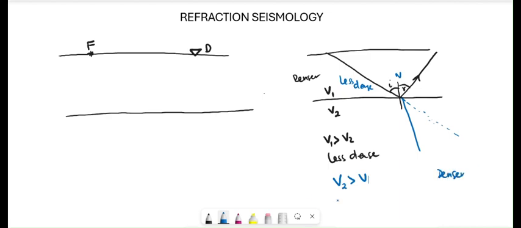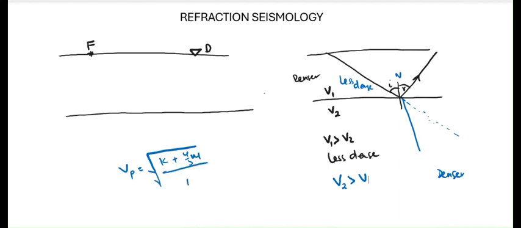Now, here we are looking at seismic waves. Remember that Vp is equal to the square root of (K plus 4/3 mu) all over rho. And we said that as density increases, the primary velocity of the seismic waves will increase. So if you are using the analogy for light, it's different here. Here, know that as density increases, your velocity will increase.